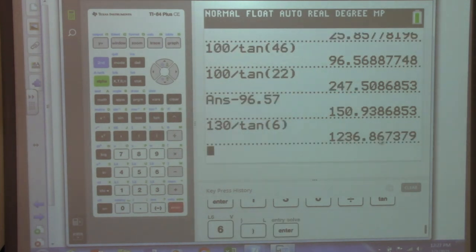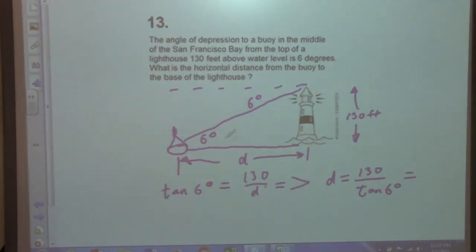So, 1,239 feet. That's to the nearest foot. It doesn't say anything about units here.